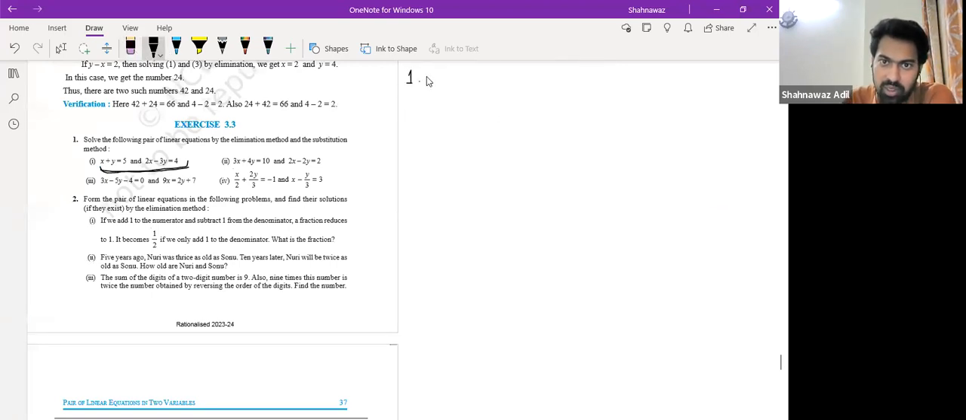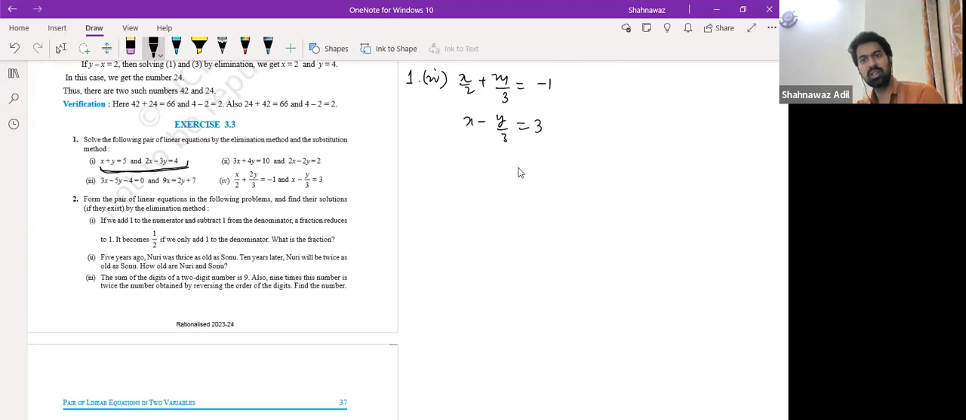Okay, one good question. x by 2 plus 2y by 3 is minus 1. x minus y by 3 is 3. So this is not in a simpler looking equation, right? So the first thing we should do is make it simpler, right? And how can we do that? We can do it by LCM, right? So let us solve this first equation.